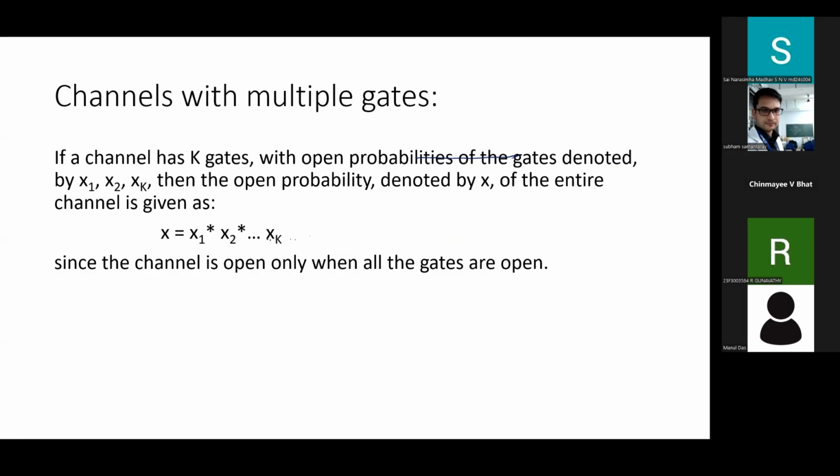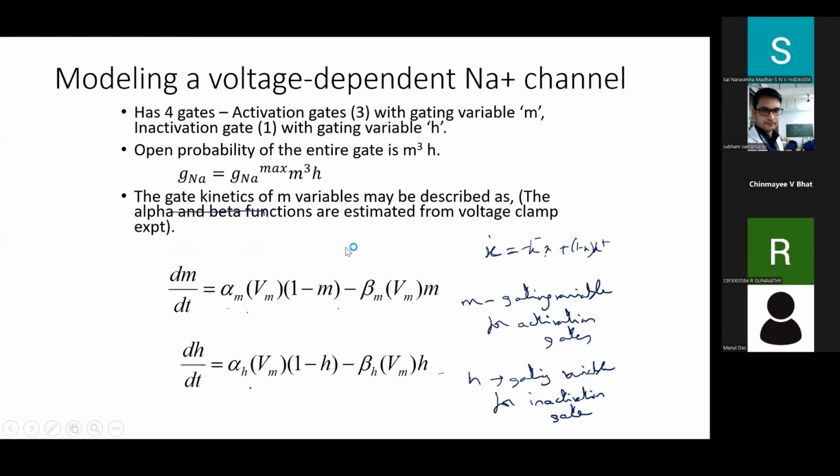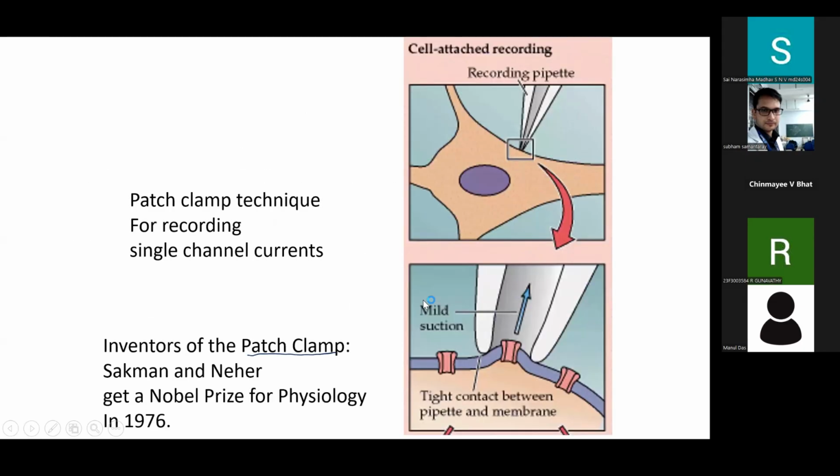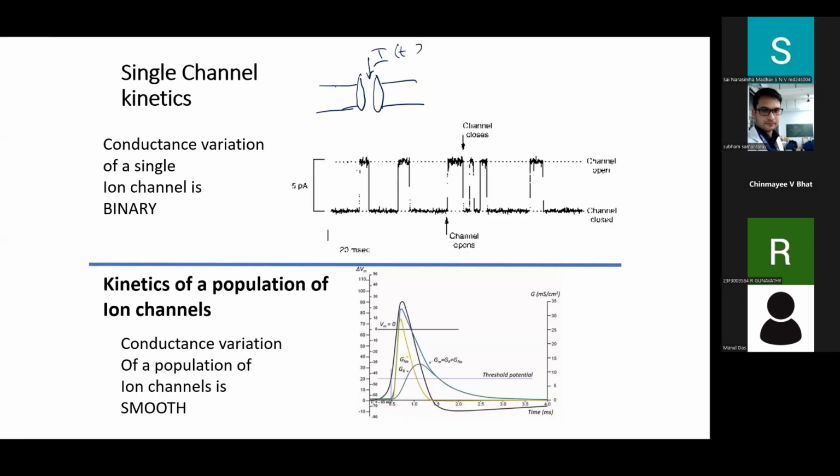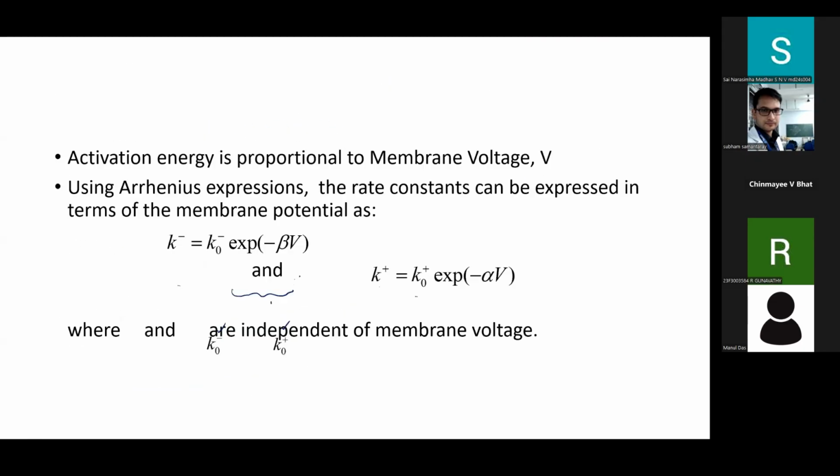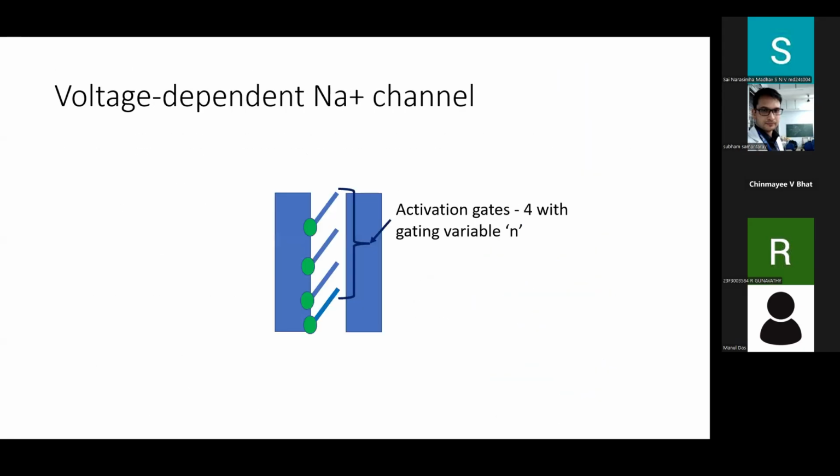Therefore, the probability of opening of the whole channel is a product of the probabilities of opening of all the component gates, because the channel is open only when all the gates are open. So it's a product. Now the individual gate variables M, H, and so on are governed by this equation. This equation comes exactly from the same original equation. You apply that equation to single gates like this.